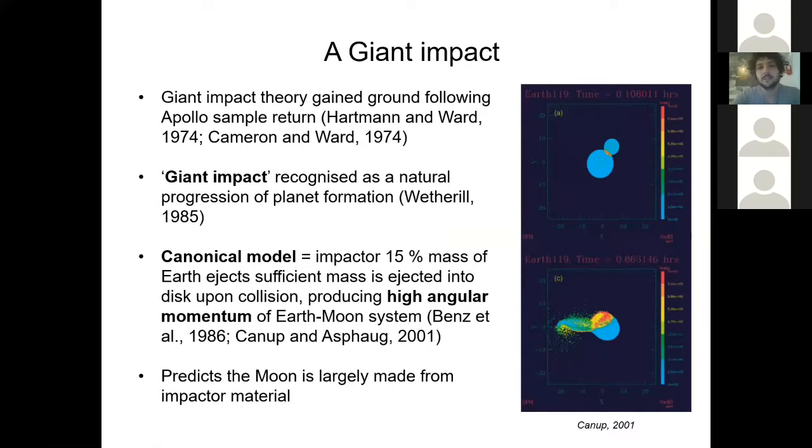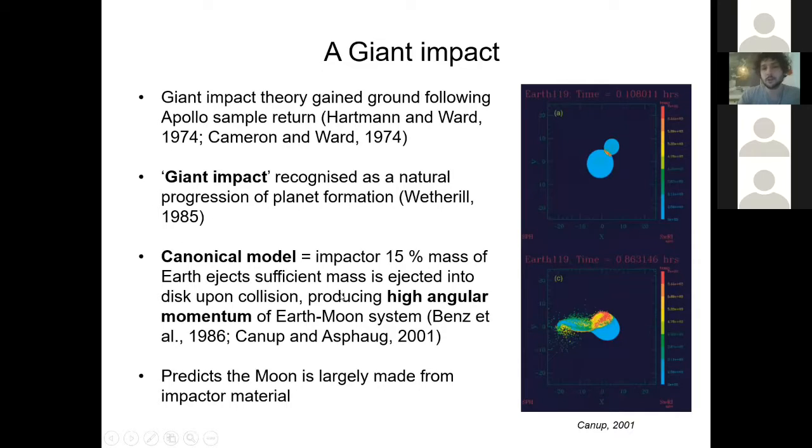So taking a step towards a broader picture of how the moon formed, one of the prevailing theories was that of the giant impact, and still remains that of the giant impact. This really gained ground in the 1980s when it was recognized as a natural progression of planetary formation. This is because as the planet grows, there's a gravitational focusing effect, which leads to the relatively faster growth of larger bodies at the expense of smaller ones, which is so-called oligarchic growth.